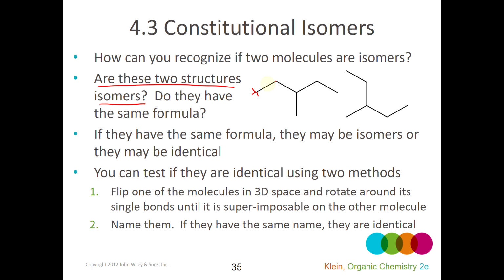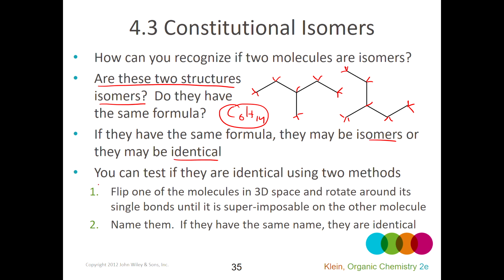1, 2, 3, 4, 5, 6, 7, 8, 9, 10, 11, 12, 13, 14. So there's 1, 2, 3, 4, 5, 6 carbons and 14 hydrogens. Same thing here. 1, 2, 3, 4, 5, 6, 7, 8, 9, 10, 11, 12, 13, 14. So they have the same formula. That means they're either identical or they're isomers, one or the other.